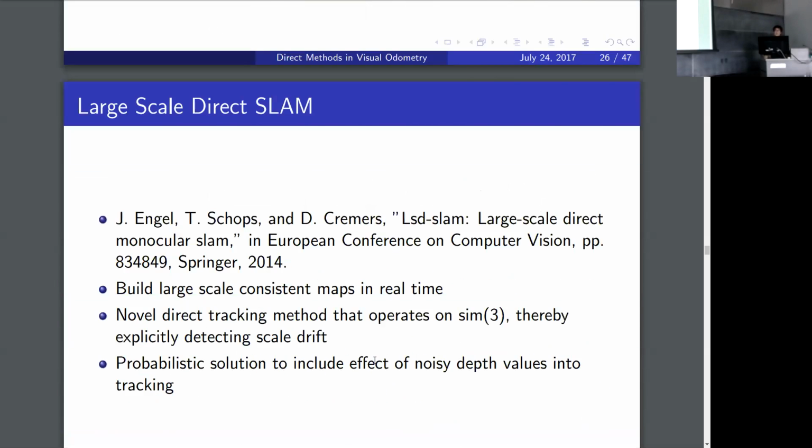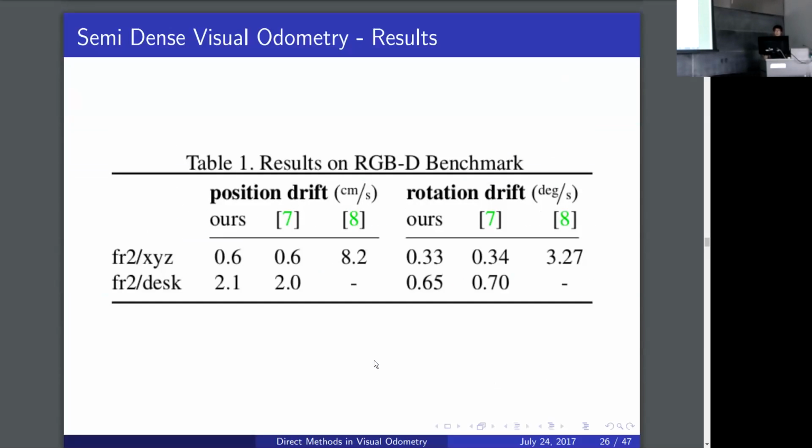All right. Yeah. So what's an example of a dense feature? A dense feature.